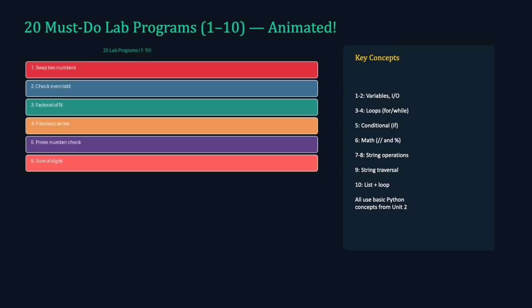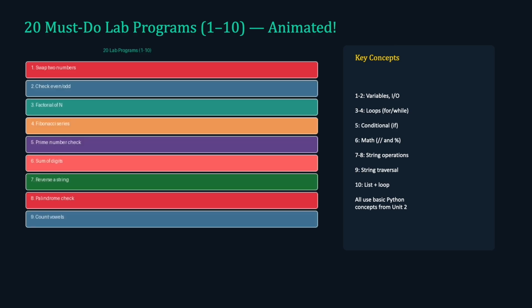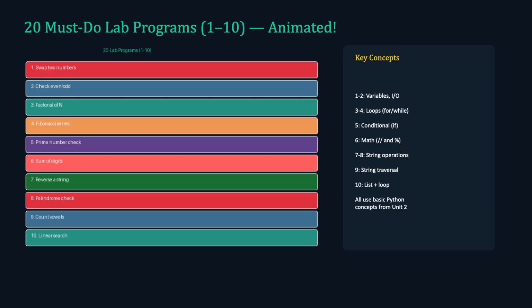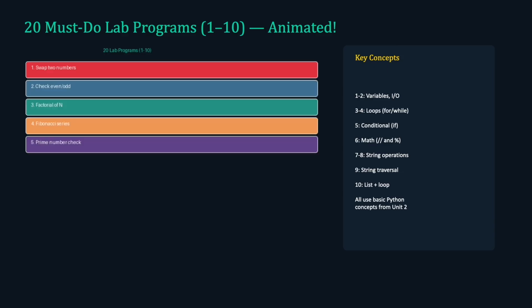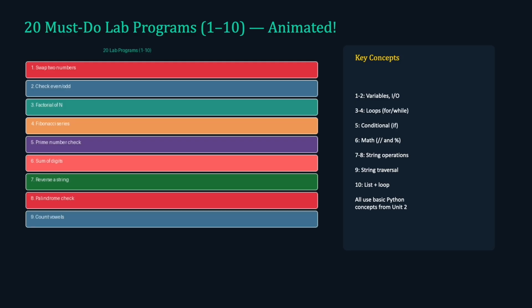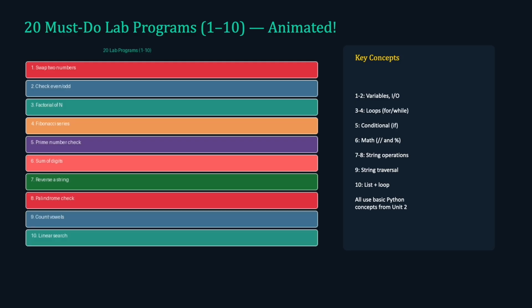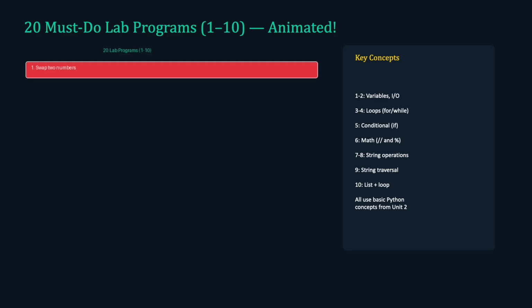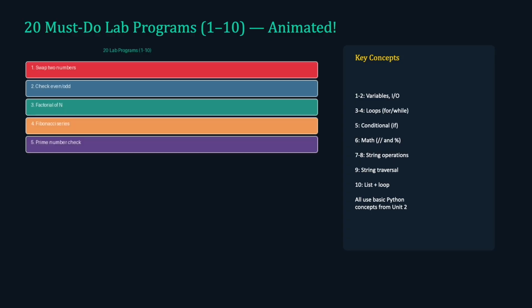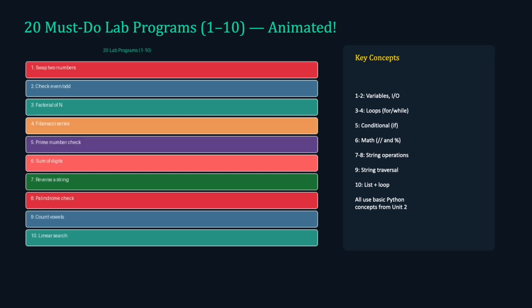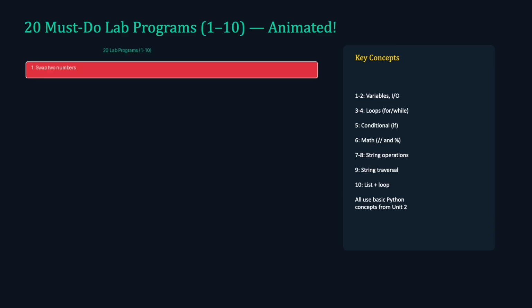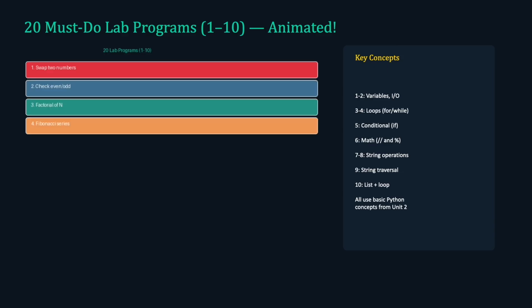Program 7 reverses a string using slicing. Program 8 checks palindrome by comparing string with its reverse. Program 9 counts vowels using membership testing. Program 10 implements linear search through a list.